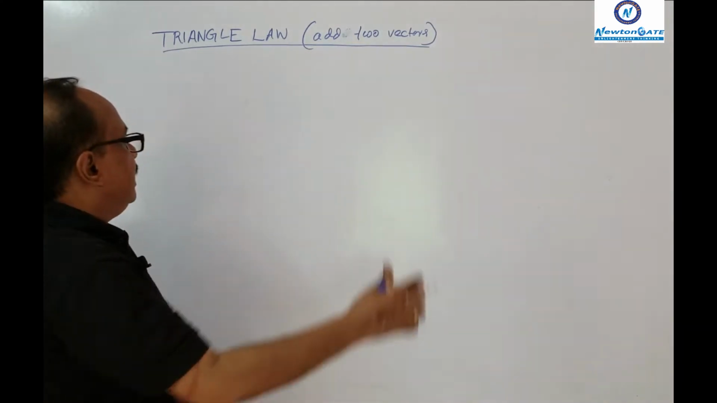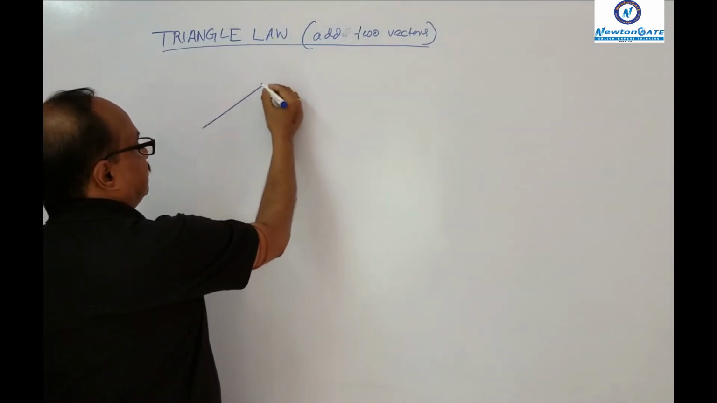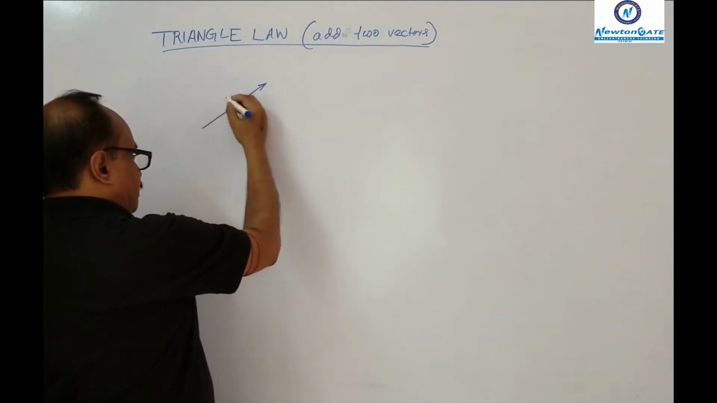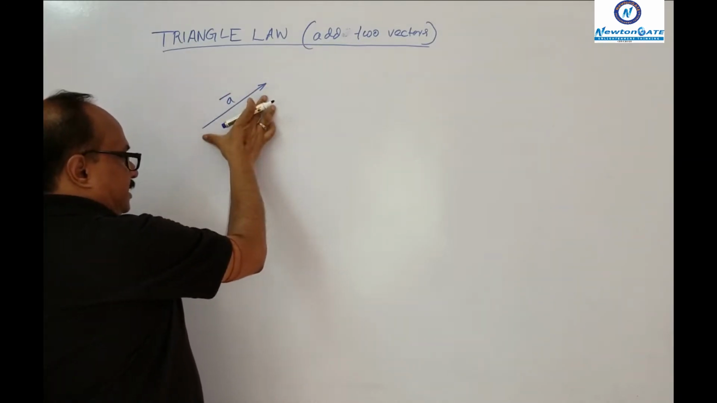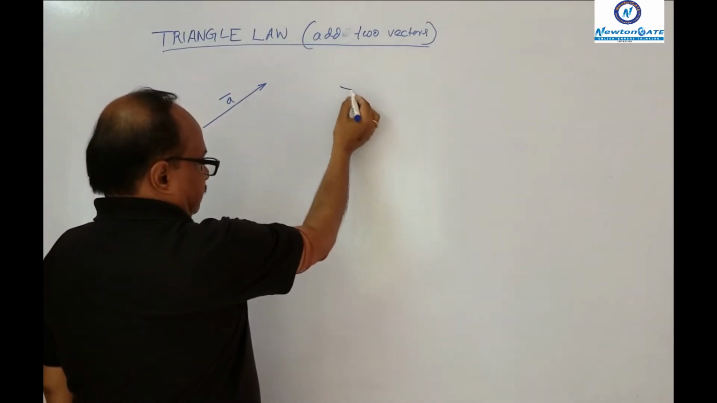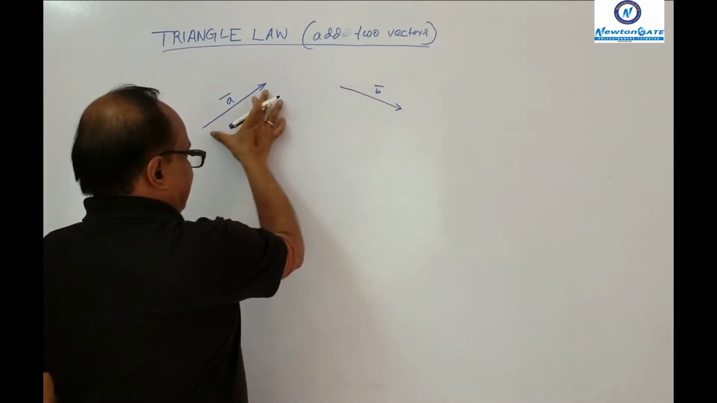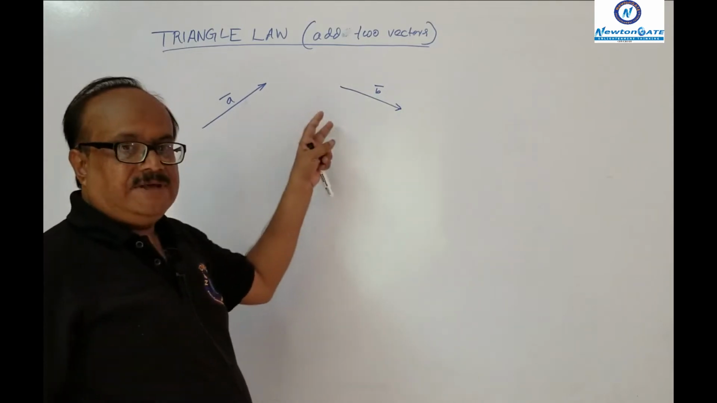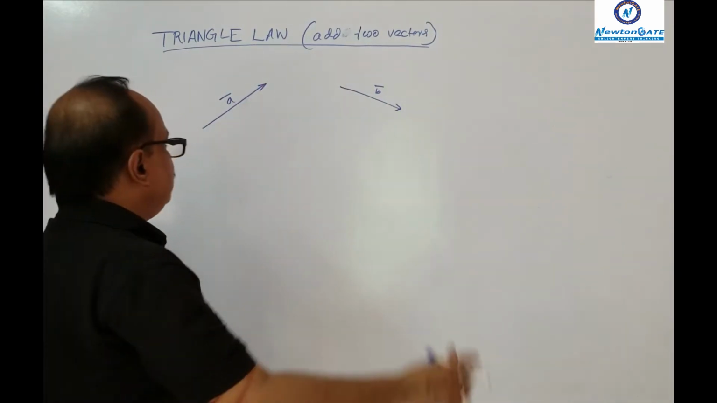So here, how to add two vectors? Suppose you have a vector here. Let us name this vector A. Another vector is here. This vector is B. And you can see the direction is here, the magnitude is here. Now, if I ask what is the vector A plus B, how can you do it?